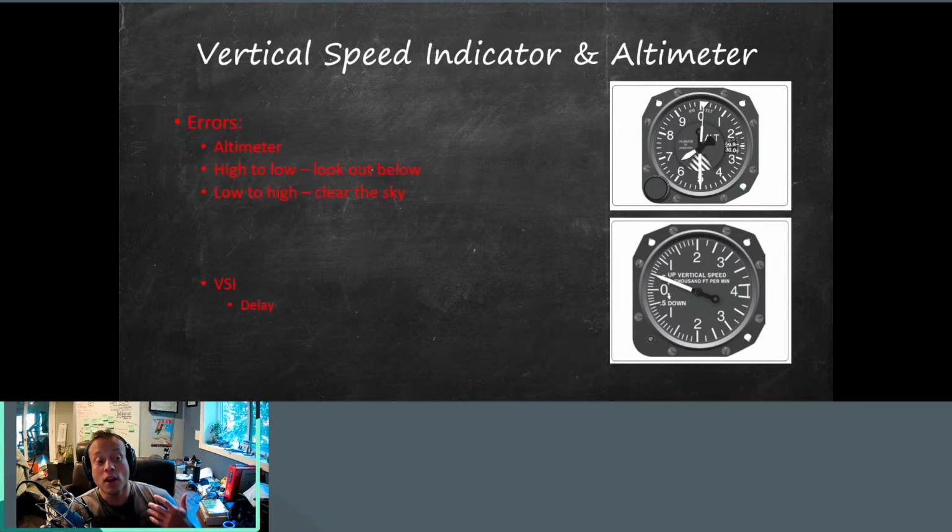And the opposite is true. From low to high, clear the sky. If you are moving from a low pressure or low temperature area to a high pressure or high temperature area without adjusting your altimeter, you will be higher physically than what your altimeter is telling you.